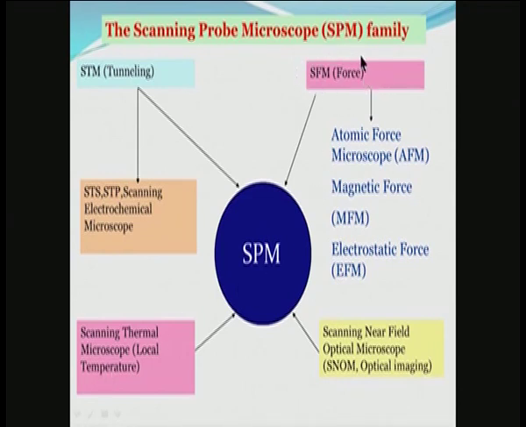Most importantly, the scanning force microscope. It can be the atomic force microscope as we have just seen. It can be a magnetic force microscope if one can detect the magnetic interactions at the surface of a sample, or it can be an electrostatic force microscope, EFM, or in a different sense a scanning near field optical microscope or SNOM for optical imaging. So, in other words, scanning probe microscopy is a very versatile technique.